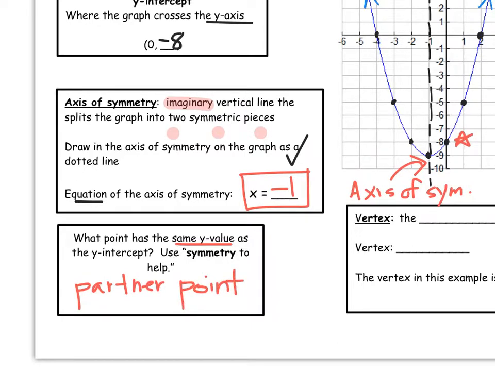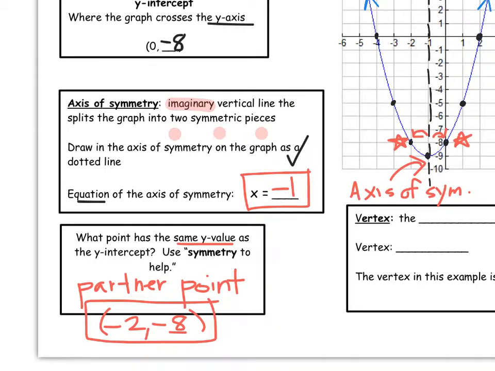So look at this y-intercept. It is exactly 1 unit to the right of the axis of symmetry. If I go 1 unit to the left, this is the partner point. And so I'm going to write here negative 2, negative 8. That is the point that has the same y value, negative 8, as the y-intercept.